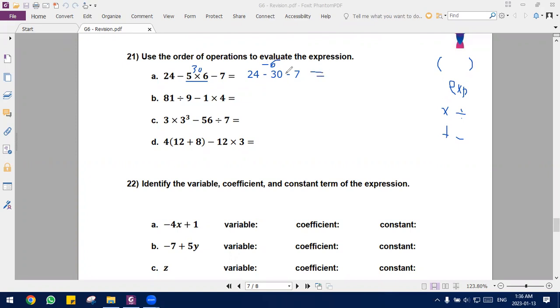Now I have minus 6 minus 7. Same sign. We add them. 13. Take the sign of the biggest. Minus 13. Next one we work out. 18 divided by 9 is 9. Then multiplication, 1 times 4, 4. Now we subtract them, 9 minus 4, 5.